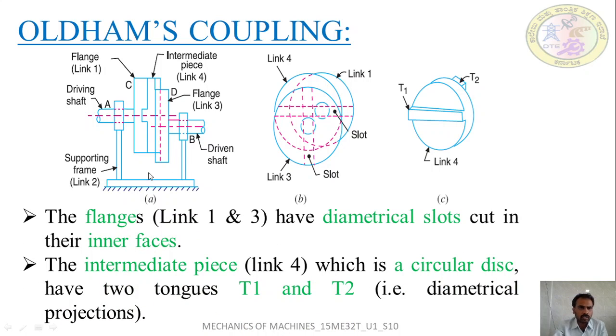So in the construction, the flanges will have diametrical slots. These flanges, that is link 1 and link 3, will have the diametrical slots cut at the inner face where the intermediate piece slides or reciprocates. Here again, link 4 is the intermediate piece which has diametrical projections, that is tongues T1 and T2.